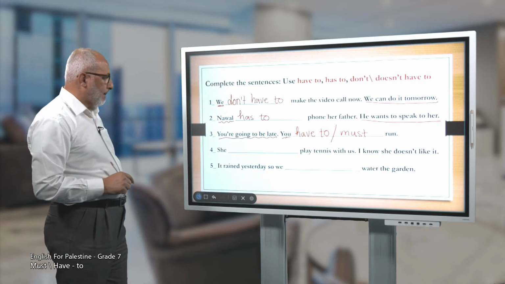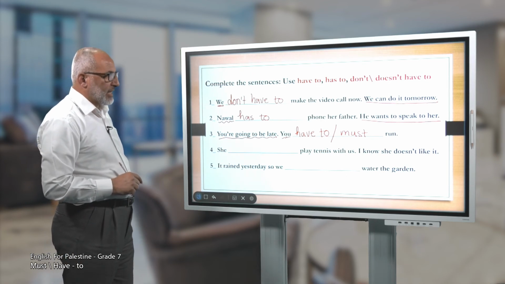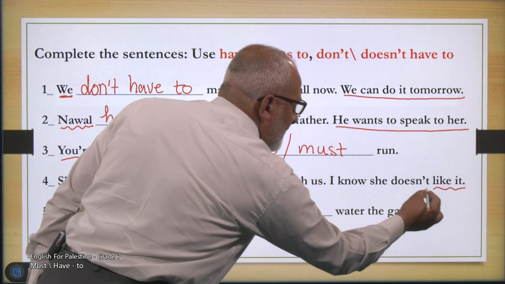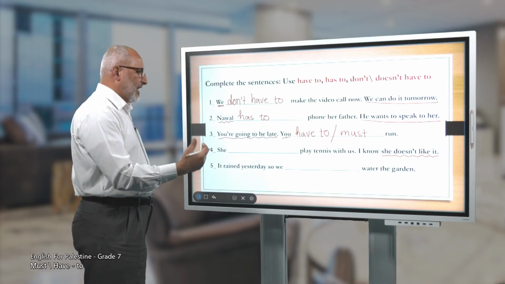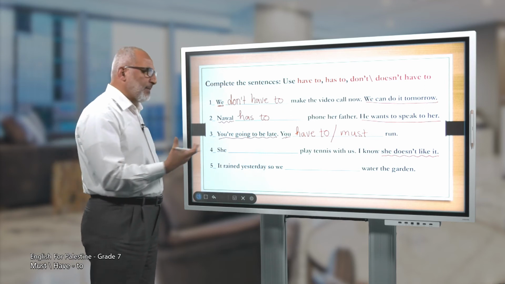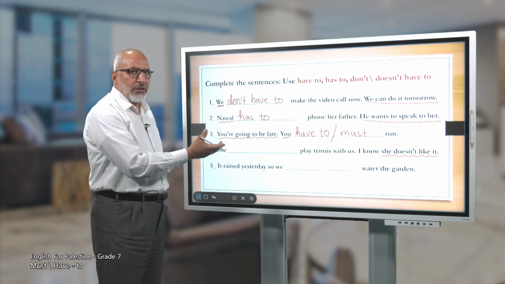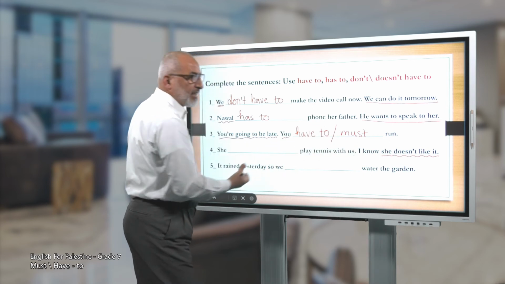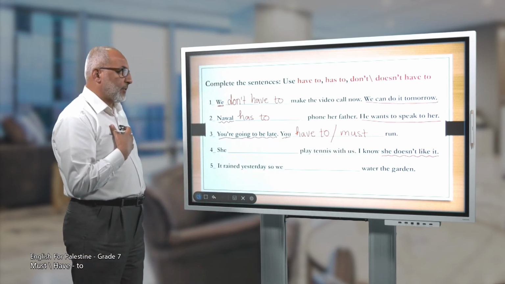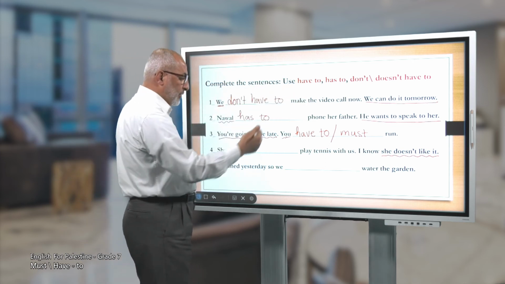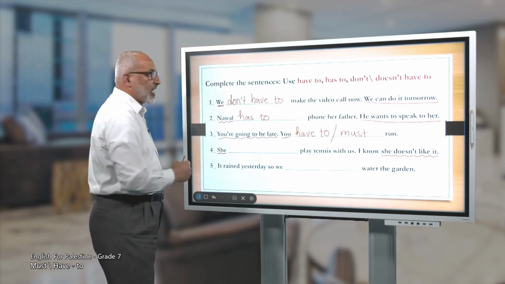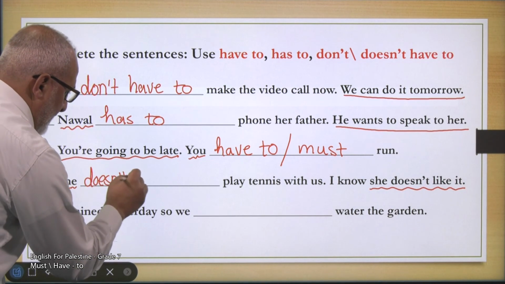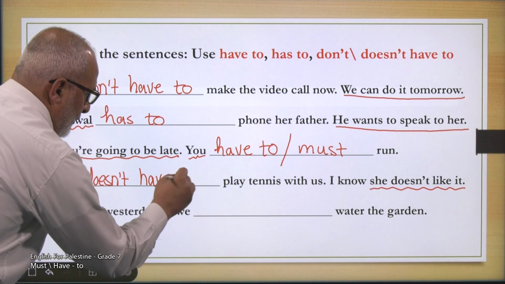Number 4. She played tennis with us. I know she doesn't like it. She doesn't like playing tennis. So is it important to play tennis with us or not important? Because she doesn't like playing tennis, it is not important to play with us. So we have to use don't have to or doesn't have to. The subject here is she. She doesn't have to.